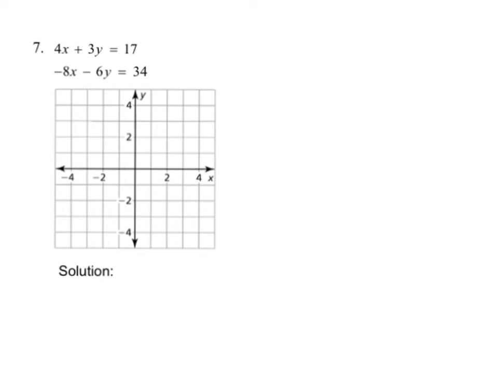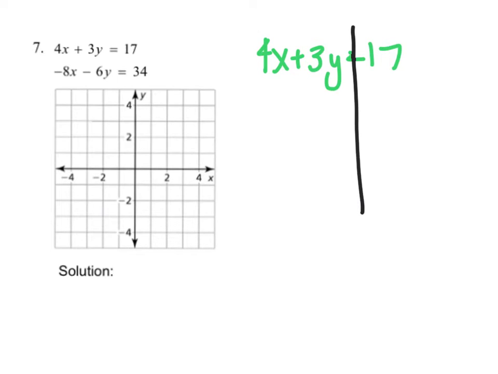So again, I have to solve this for y. So my first equation is 4x plus 3y equals 17. And I'm supposed to solve this for y, so I'm going to draw my line down the middle, label my sides, y is on one side, everything else on the other. So to get y by itself, the first thing I need to move is this 4x.